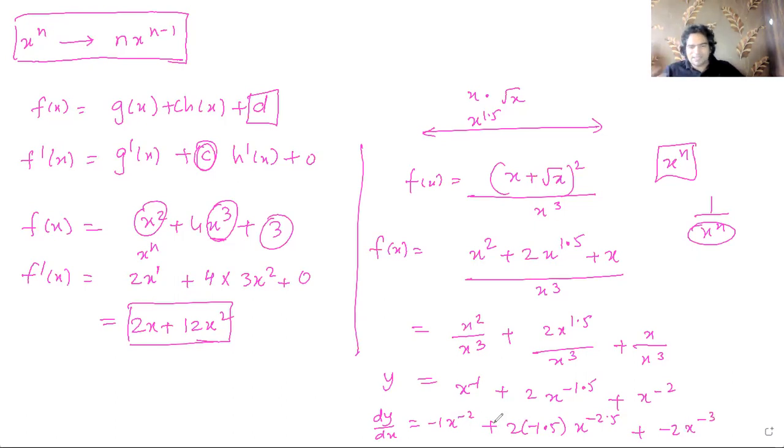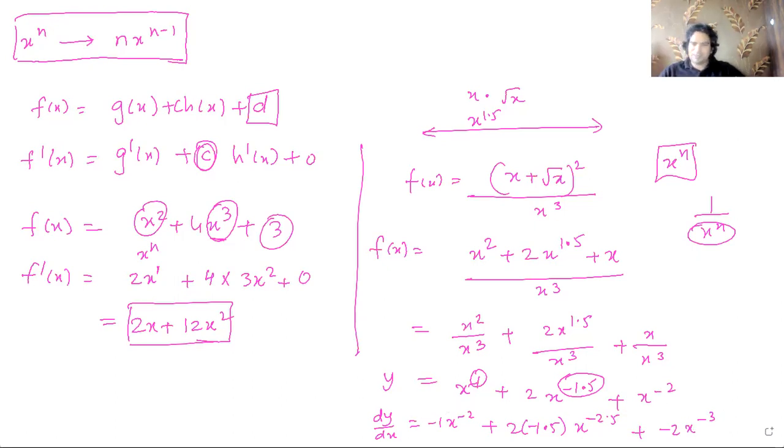What I did is apply the formula once I got it. So here you can see n is minus 1. So minus 1 x to the power minus 1 becomes minus 2. Same way, here n is minus 1.5. So 2 times minus 1.5 x to the power, again minus 1.5 minus 1 is minus 2.5. Then x to the power negative 2 can be written as negative 2 x to the power negative 3.